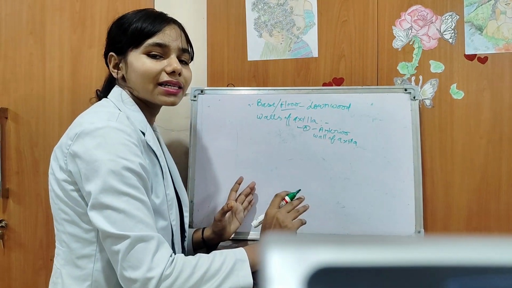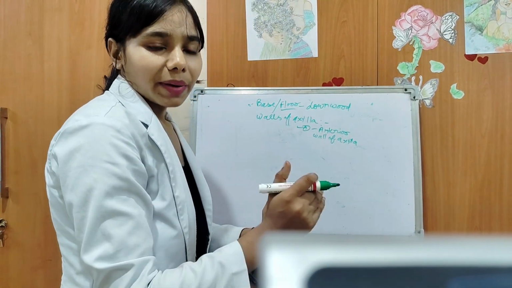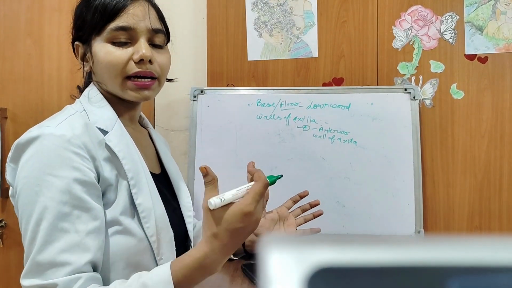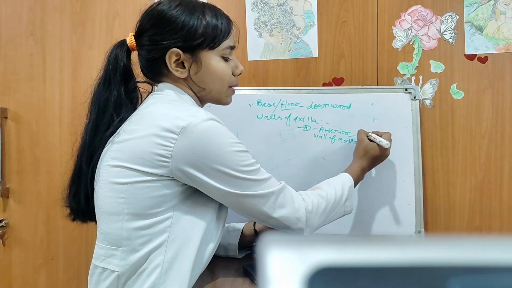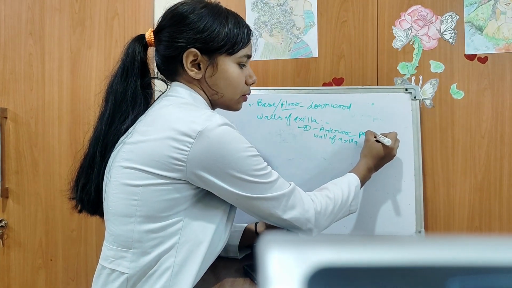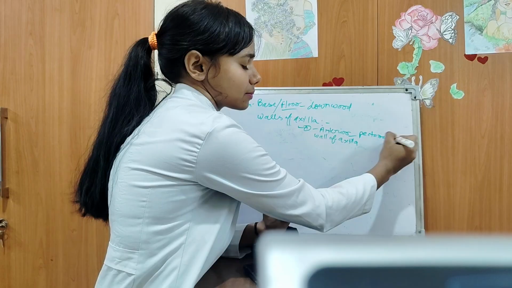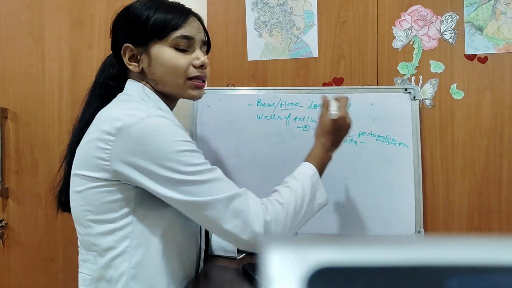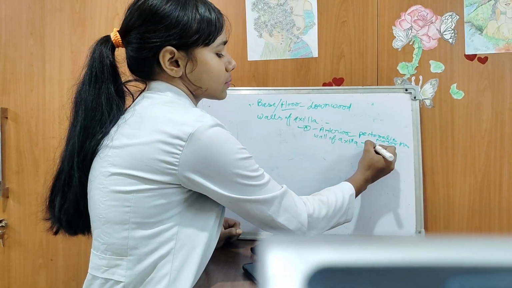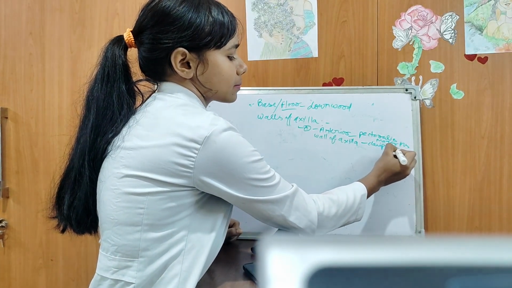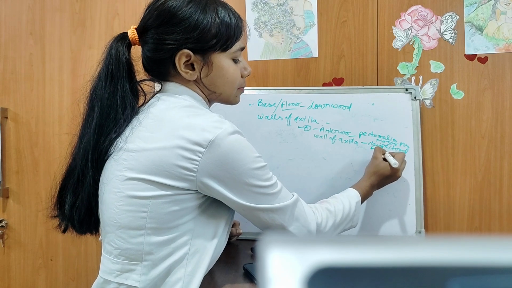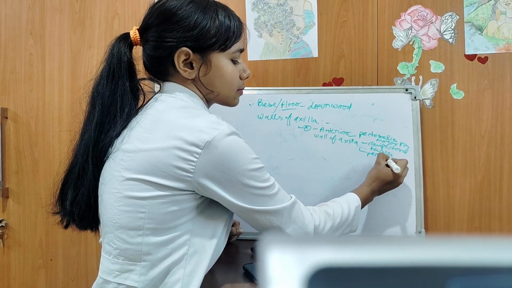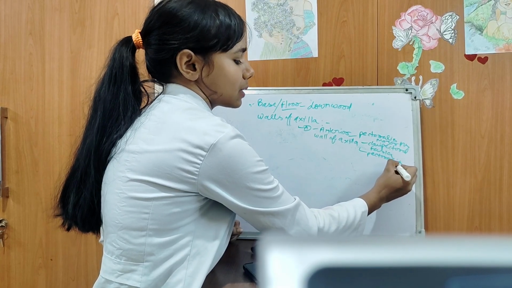The anterior wall of axilla is formed by the pectoralis major muscle, the clavipectoral fascia and the pectoralis minor muscle.